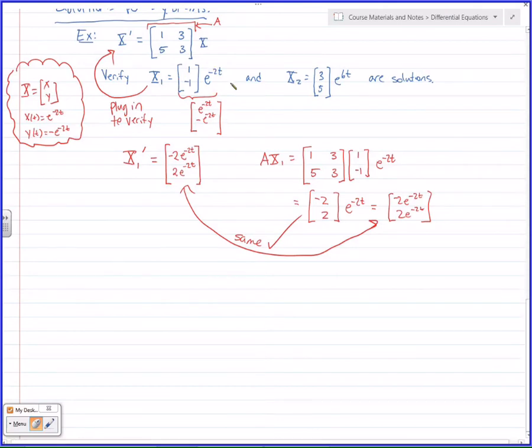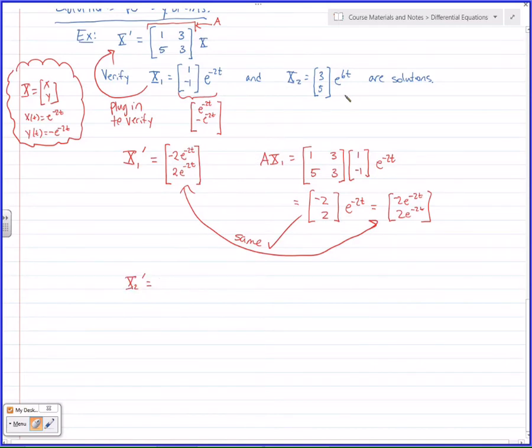First, I took my x1 and I took the derivative of it. Second, I took my x1 and plugged it in on the right-hand side and saw that I got the same thing on both sides. Okay? I'm going to do x2 almost the same way.